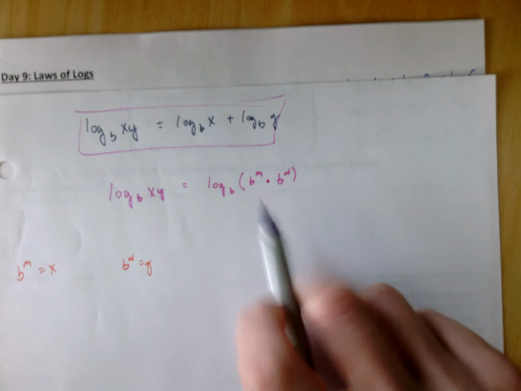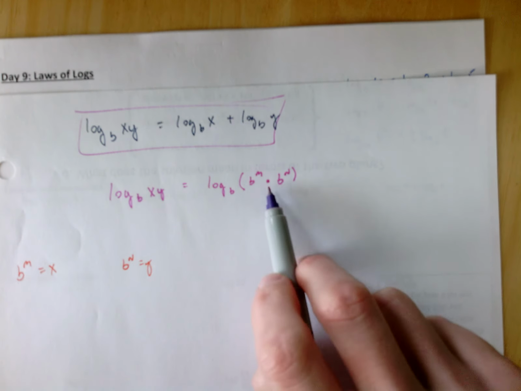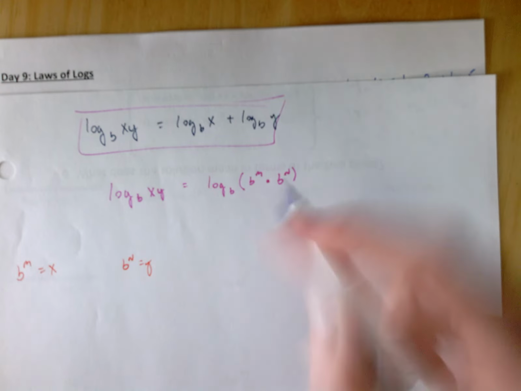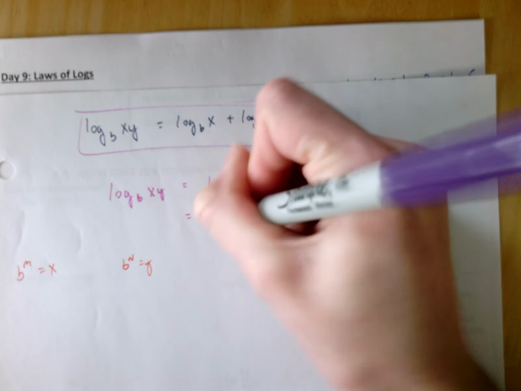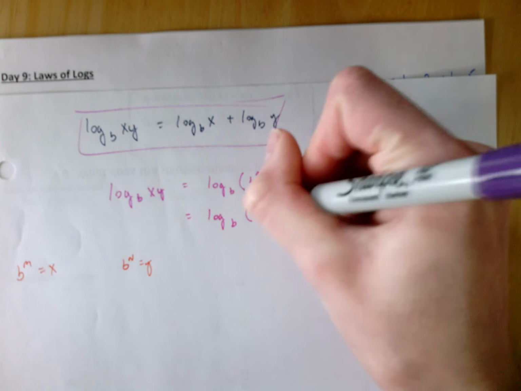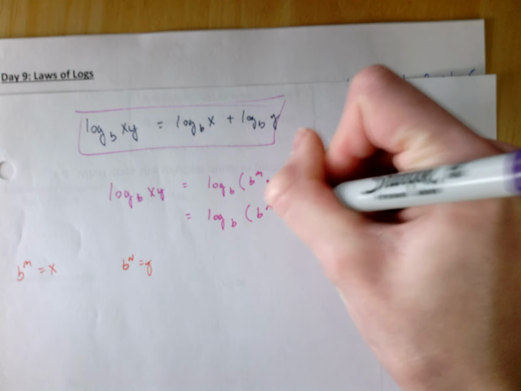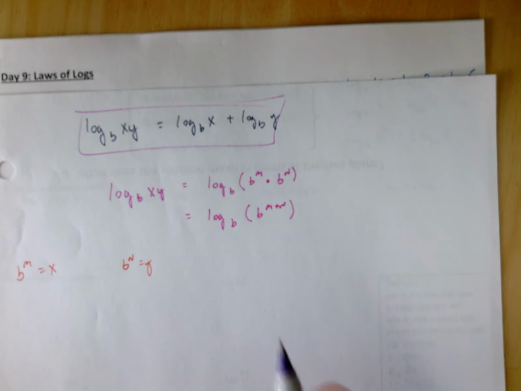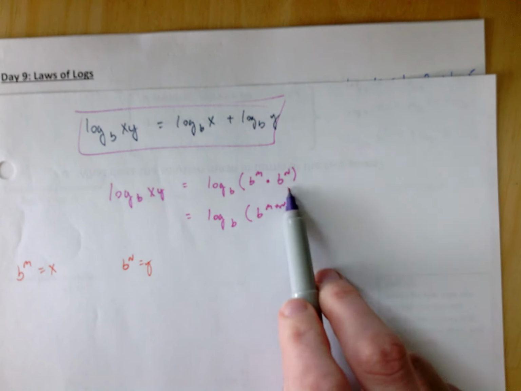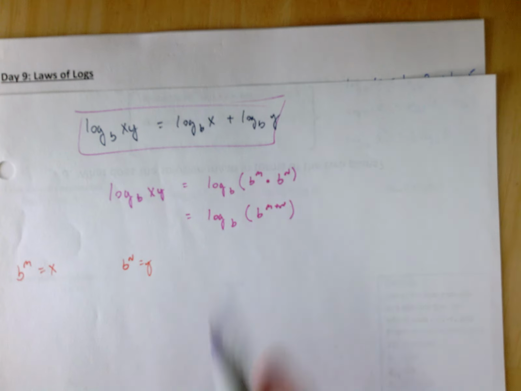Okay, great. Well, now I've got these two things multiplied together with the same base. So there's a rule that says I can rewrite this as log base b of b to the m plus n, right? If they have the same base number, you can add your exponents. So I can rewrite that as m plus n.